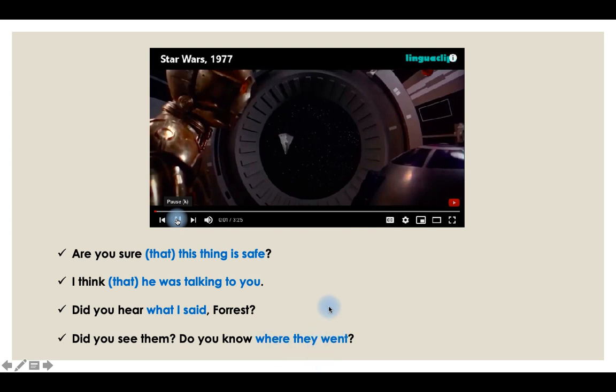So you see that to make noun clauses, we use such words as that, what, where, or when. So WH words, right? The words that we use in questions as well.